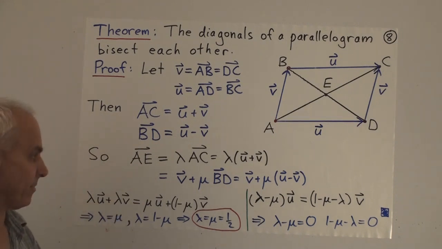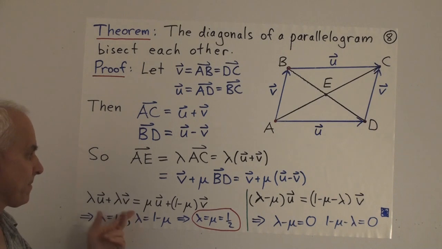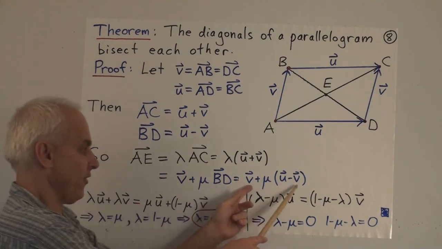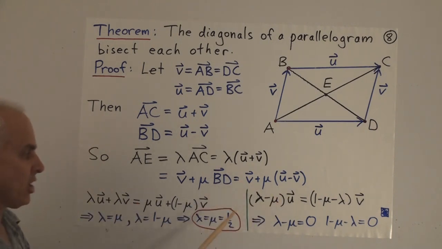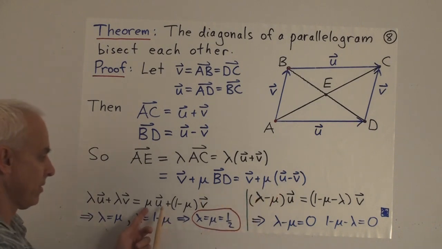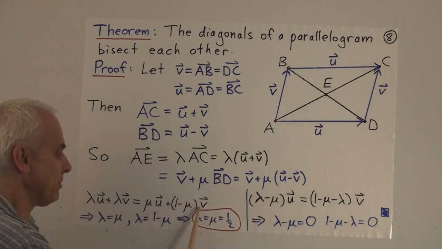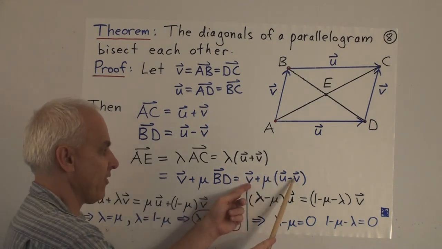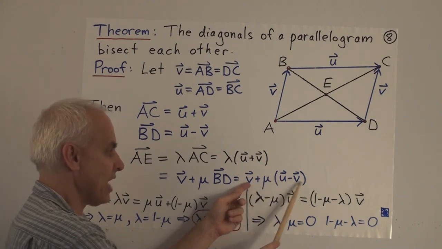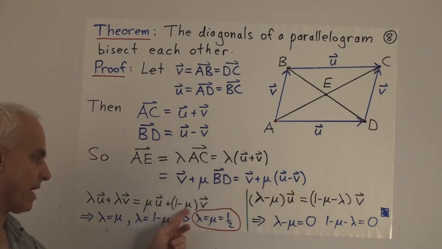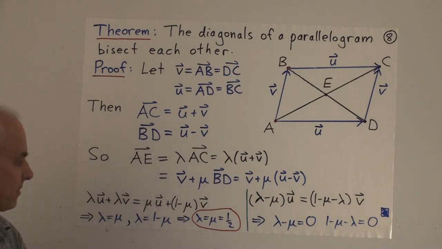So we can equate them. This one is lambda u plus lambda v, and that's equal to this one, which I've written as mu times u plus 1 minus mu times v. So there's a v and there's a minus mu times v. So altogether that's 1 minus mu times v.